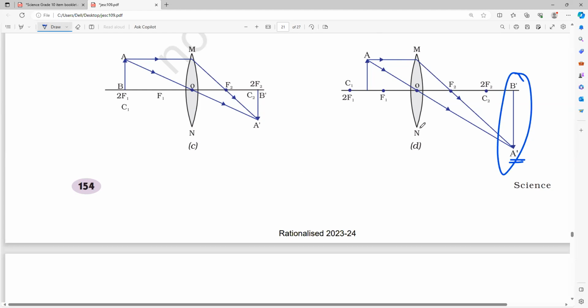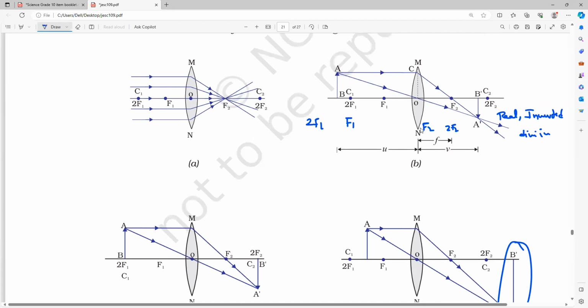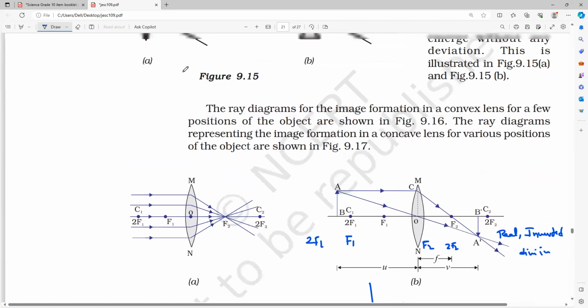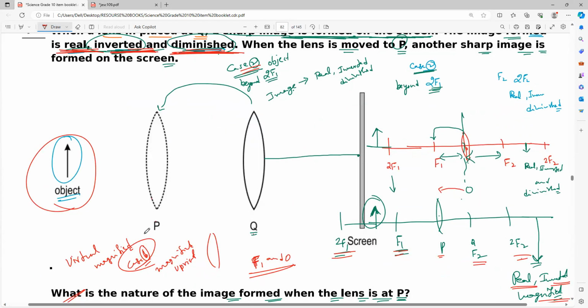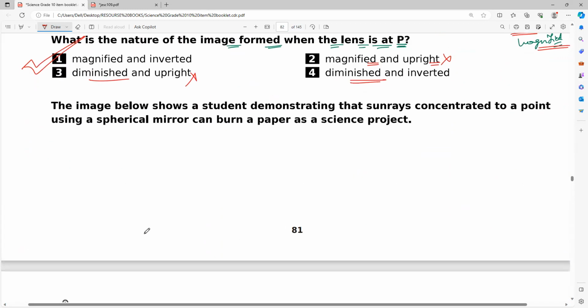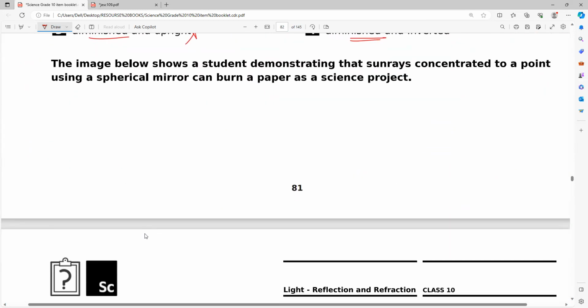So by shifting the lens from Q to P, it will turn into case number 4. So that is what you have to remember. The object position never changes; only the lens is moving. So keep remembering that. Okay, everybody? Clear, all of you? Write it. Any doubt?